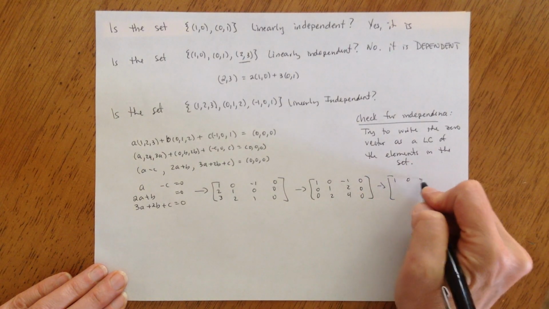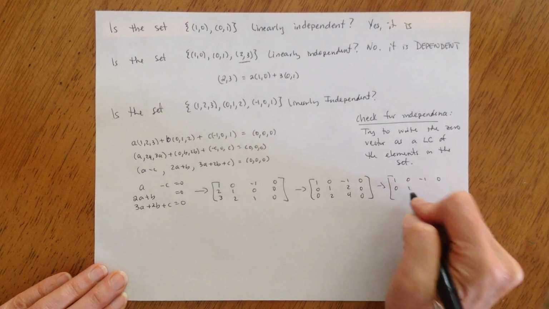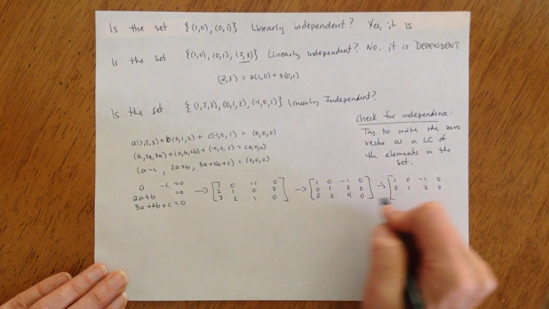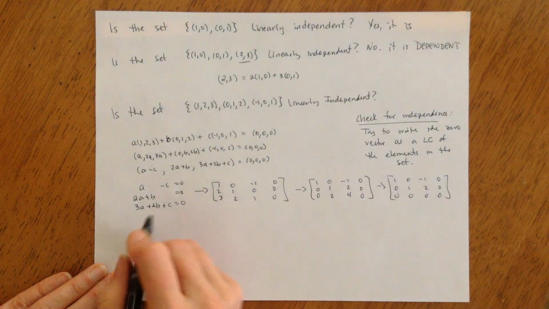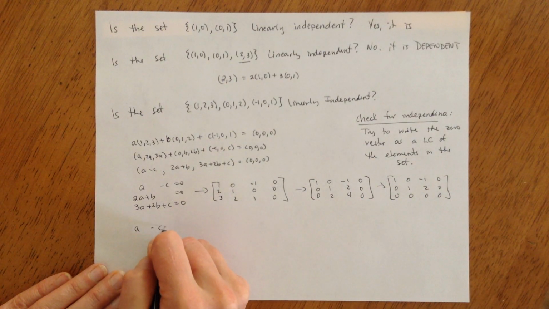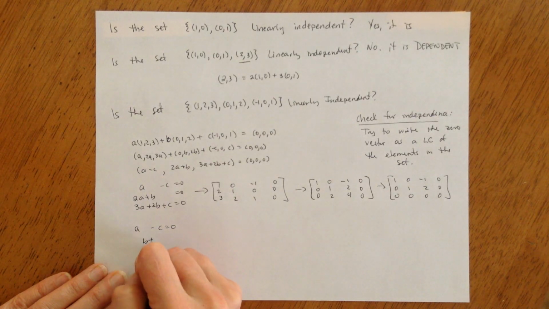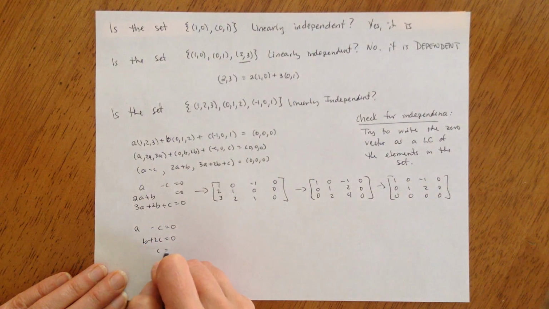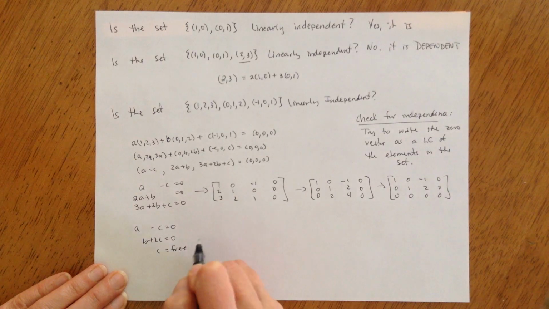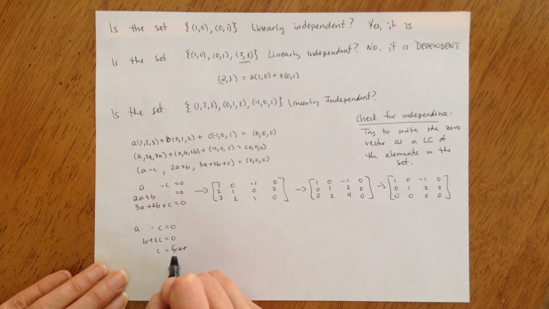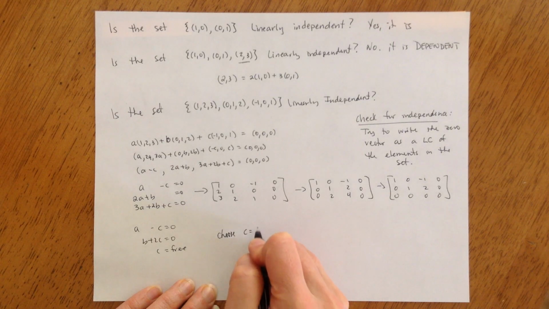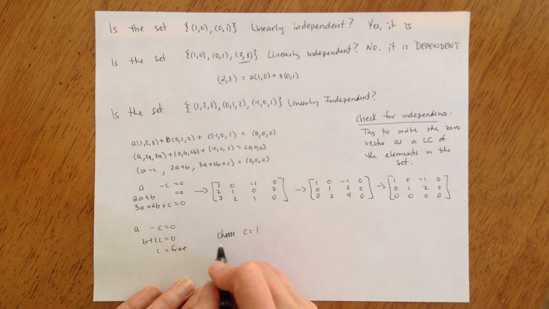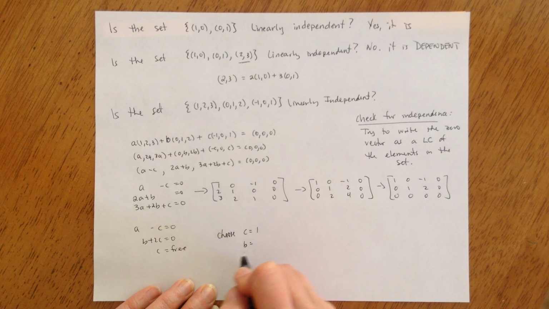So we have 1, 0, negative 1, 0. We have 0, 1, 2, 0. This minus 2 times that is going to annihilate that whole row. And so if you come over here, you get A minus C equals 0, and B plus 2C equals 0, and C is free. So C could be anything. So let's say, just to be simple, choose C equals 1. Then you get C equals 1, B equals negative 2, and A equals 1.